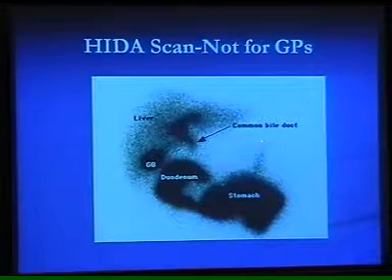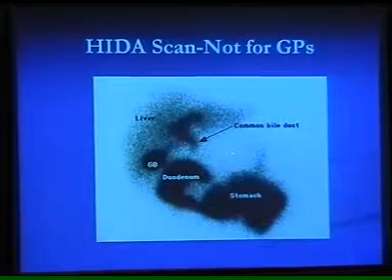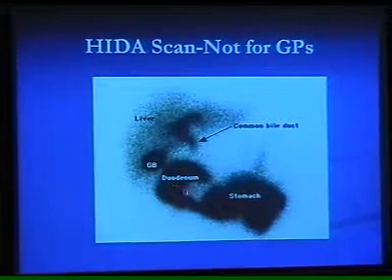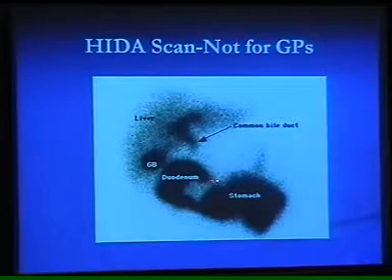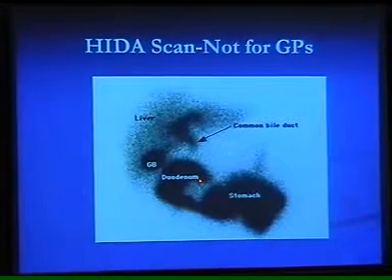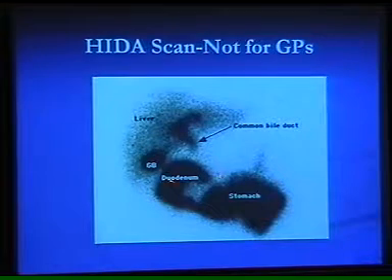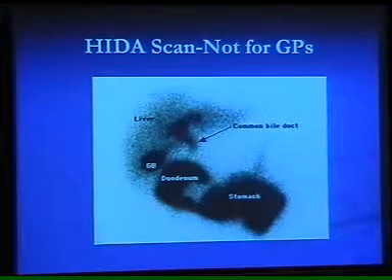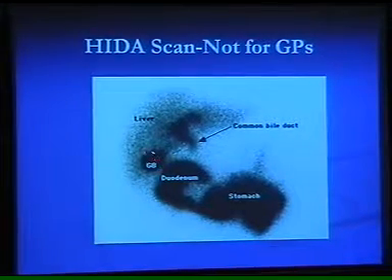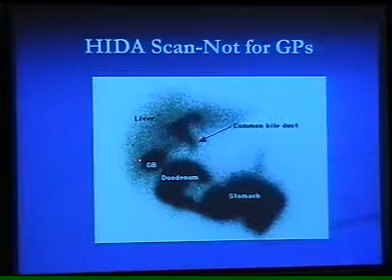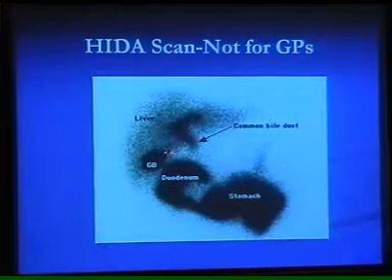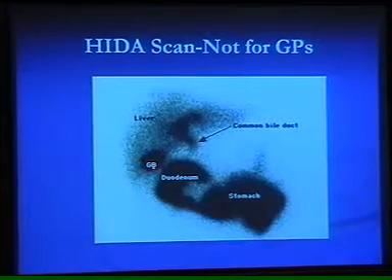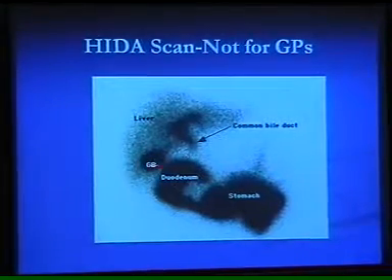This is a HIDA scan, which is a technetium labeled scan we use to diagnose acute cholecystitis when the ultrasound is not very helpful. And you can see that in this the gallbladder is black, it's getting the technetium, but in acute cholecystitis the gallbladder will not take the technetium.